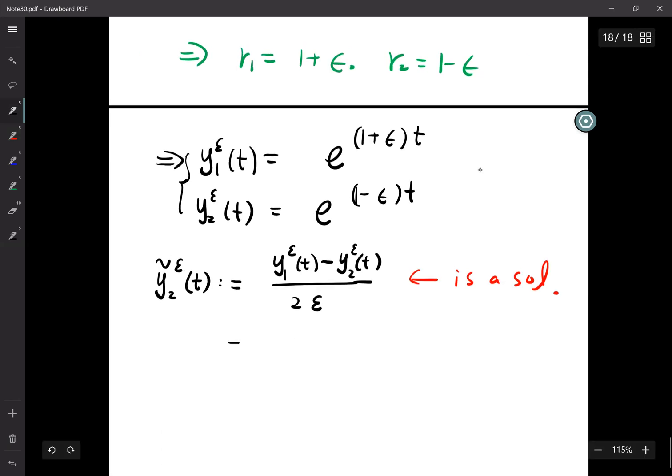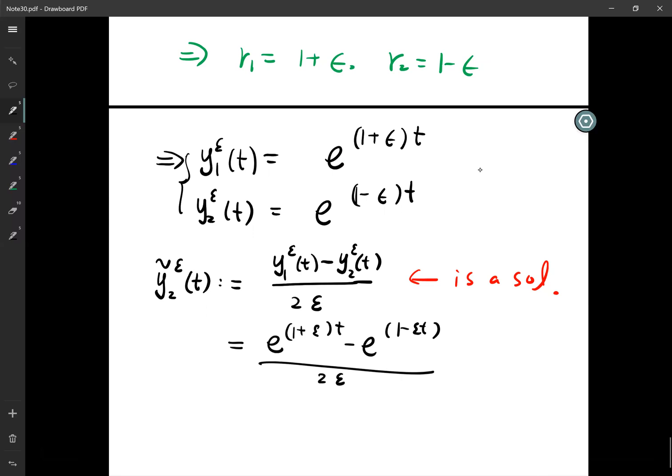It is exponential (1 plus epsilon)t minus exponential (1 minus epsilon)t, over 2 epsilon. And in this one, I take the limit when epsilon goes to 0. You can do a Taylor expansion. This is exponential t times (exponential epsilon t minus exponential minus epsilon t) divided by 2 epsilon. This is exactly t exponential t.